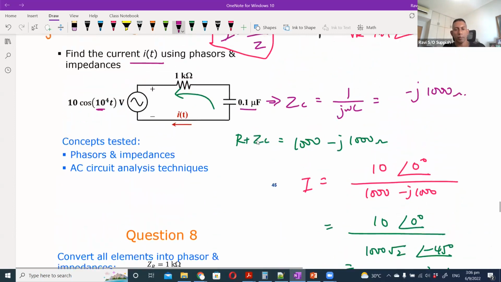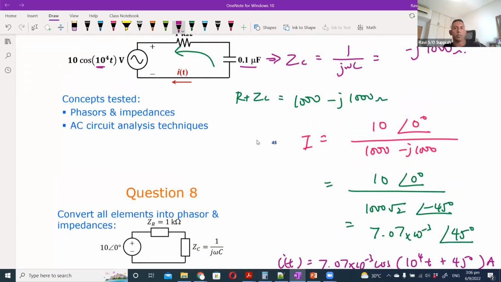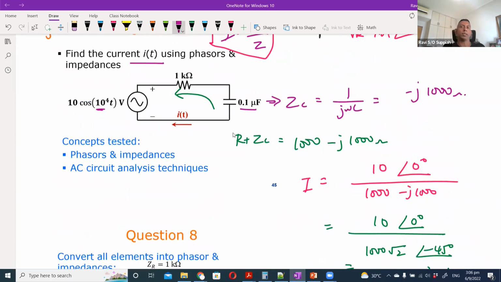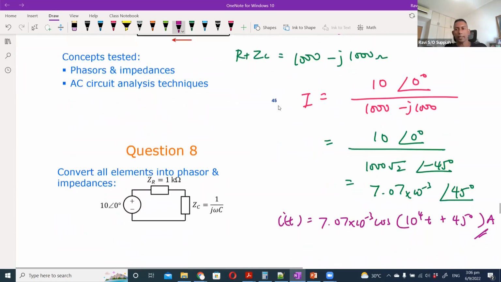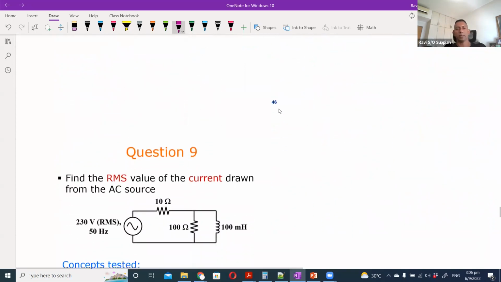Okay, so you can see that we are applying the same concepts as your Ohm's law, KVL, and so on. The only thing is it's just more tedious now because we have to deal with phases. So there's all this conversion going on, but other than that, it's exactly the same.